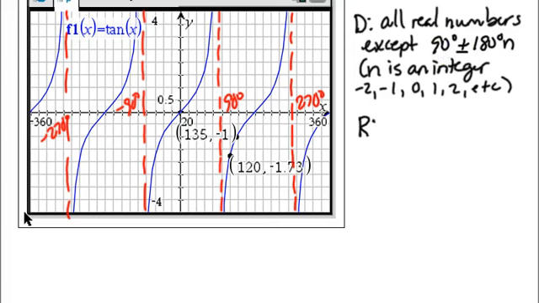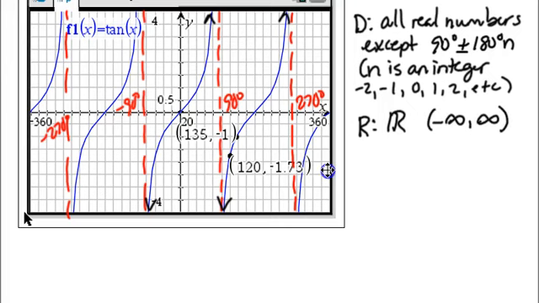Now the range, this continues infinitely in all directions. So all possible y values are included in the range. Sorry, I said domain, but I meant the range. The slope can get as high as we want it to. It can get infinitely high. So the range in this case is all real numbers, or negative infinity to infinity.